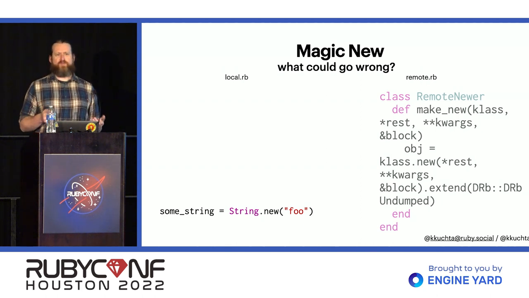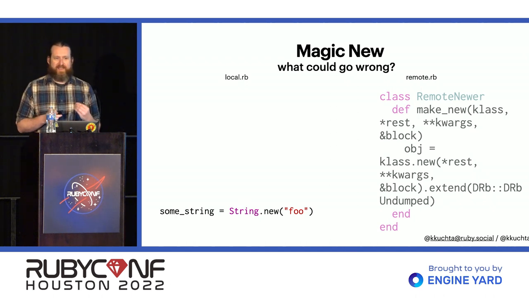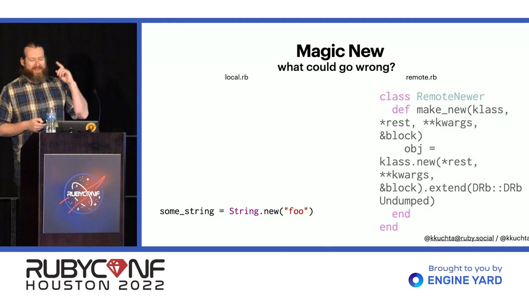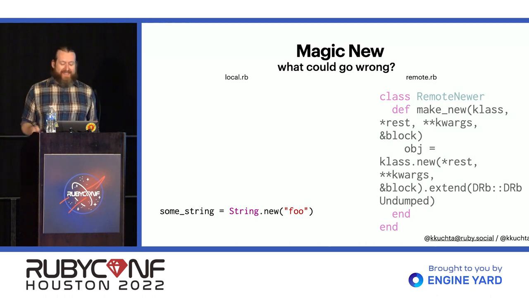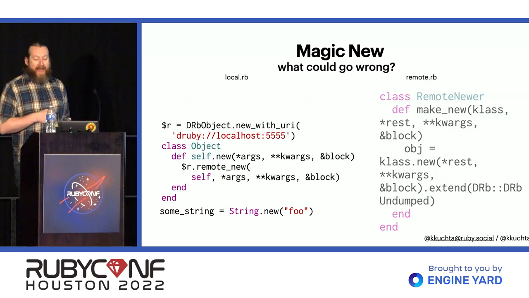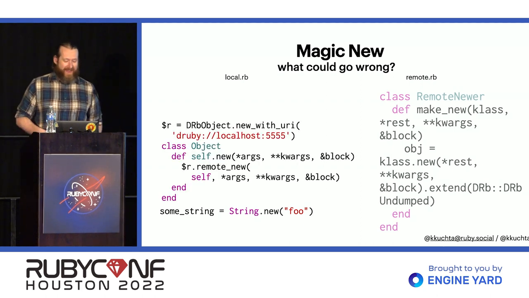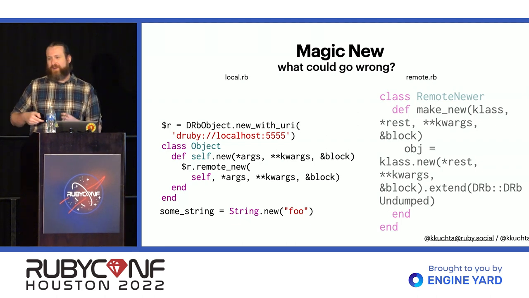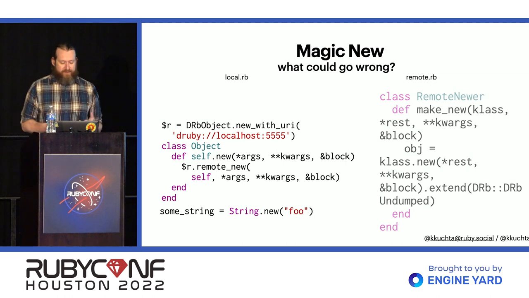Well, this is Ruby. The only limits are our imagination and our good sense. And since we clearly have exactly one of those things, screw it. Let's just override String.new. Why not? Heck, why stop there? Let's override Object.new. Now here I am, we're overriding the new method on the root Object class so that instead of returning a normal local object, it will return a remote object.